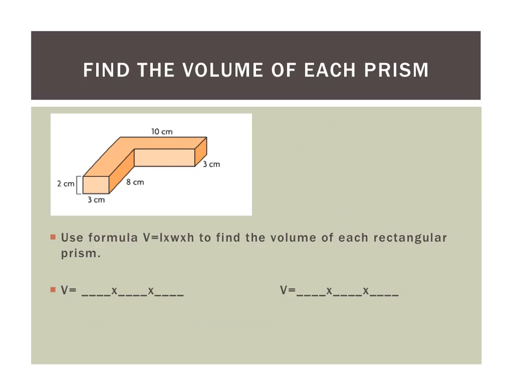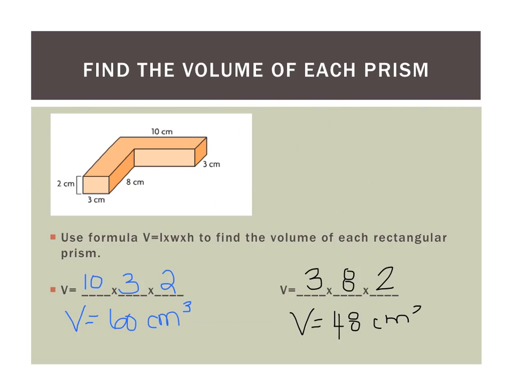Now let's plug those dimensions into our volume formula. Volume is length, which was 10, times width, which was 3, times height, which was 2. That makes the volume of one of our prisms 60 centimeters cubed. The second prism had a length of 3, a width of 8, and a height of 2. That makes the volume of the second prism 48 centimeters cubed. Are you starting to get it?